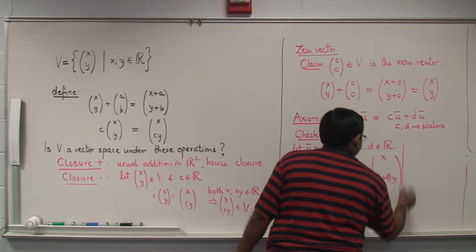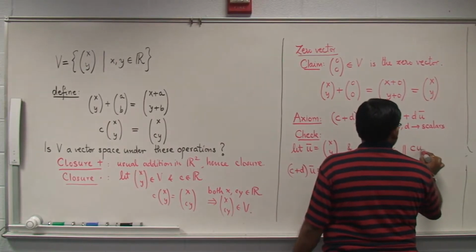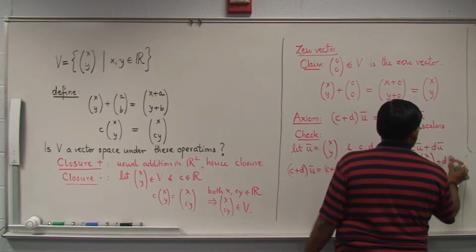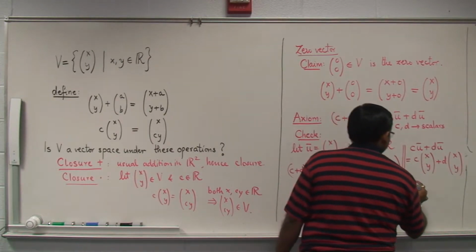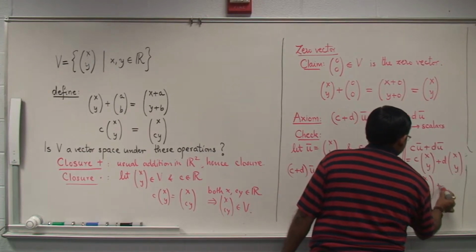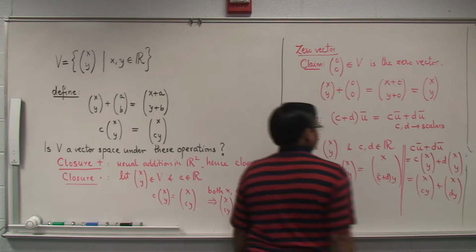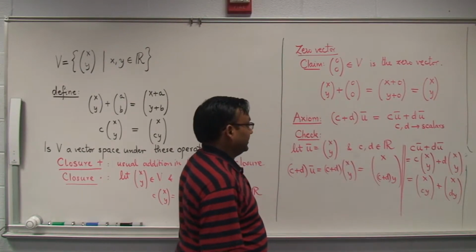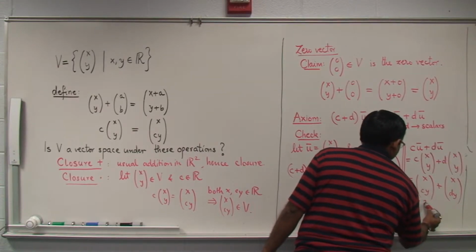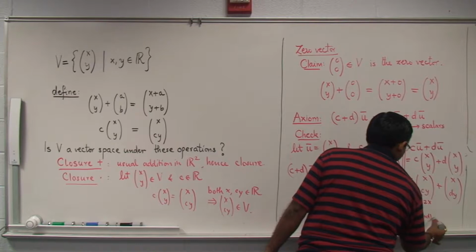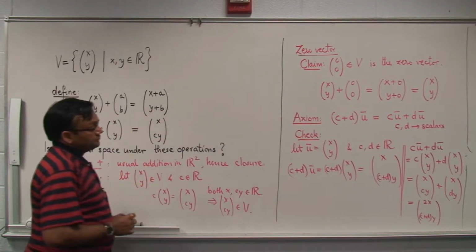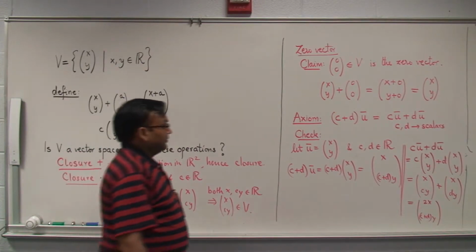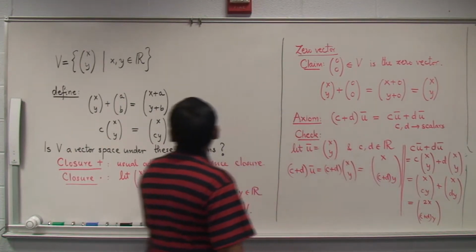So let's try to understand what the right hand side will look like. So cu plus du would be c times (x, y) plus d times (x, y). Based on our multiplication, this would be (x, cy) plus (x, dy). Now the question is, is this right hand side equal to the left hand side? Now if you add the way we have defined addition, this would give you (2x, (c + d)y). Now if you look at this, definitely these two things need not be equal for all values of x. So that means this axiom will fail in this particular given set.